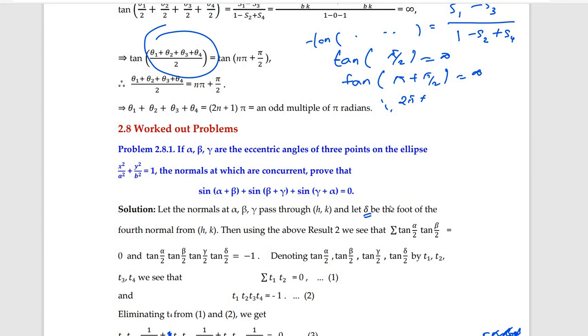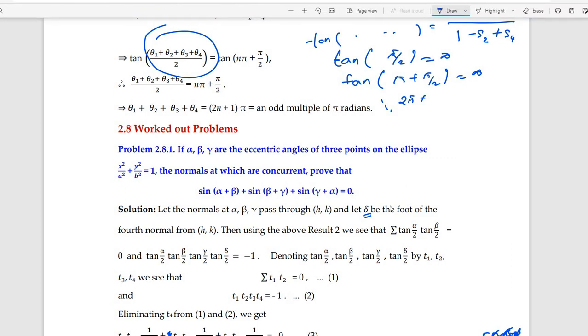Now we know the relation between the roots and coefficients. So we had S2, which is summation T1 T2, to be 0. T1 here stands for tan alpha by 2, T2 means tan beta by 2, and it goes like that. So summation of tan alpha by 2 tan beta by 2 is 0, and the product of the roots is equal to minus 1. For convenience, they are denoted as T1, T2, T3 and T4: tan alpha by 2, tan beta by 2, tan gamma by 2, tan delta by 2.